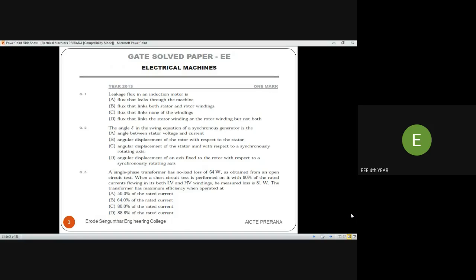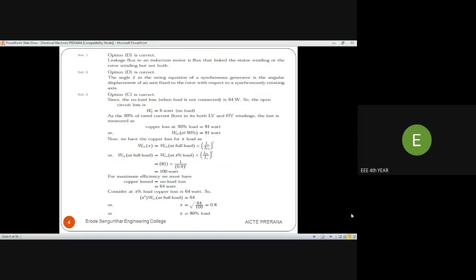So for maximum efficiency of a transformer, the copper losses equal the core losses. That is, variable losses equal constant losses. That is the formula behind these problems. There are solutions available. Solution for number 3: option C is correct, that is 80% of the rated current. That is the correct answer for this question.